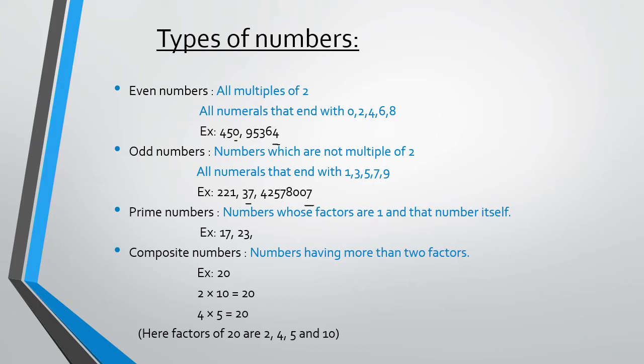Now I hope you all understood these basic types of numbers, that is even numbers, odd numbers, prime numbers, composite numbers. Let's move on to the next type of numbers.